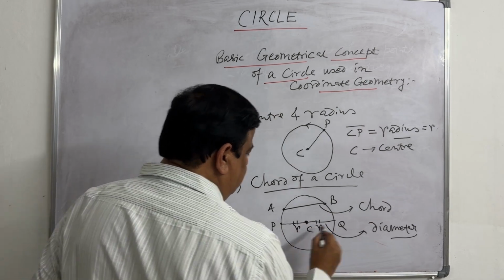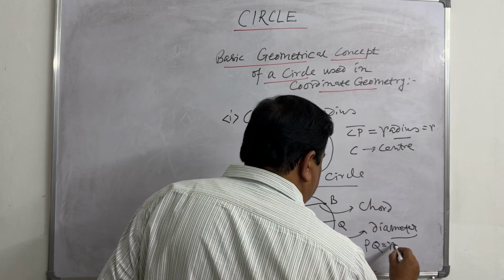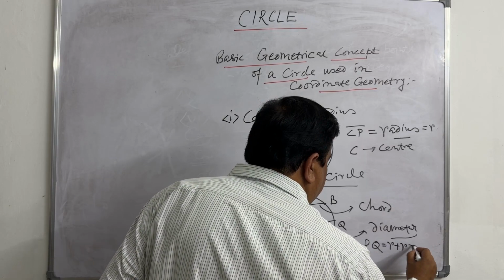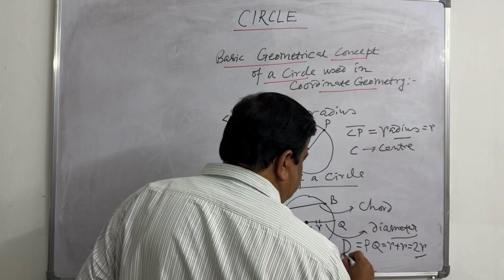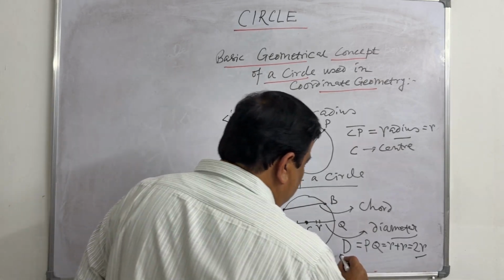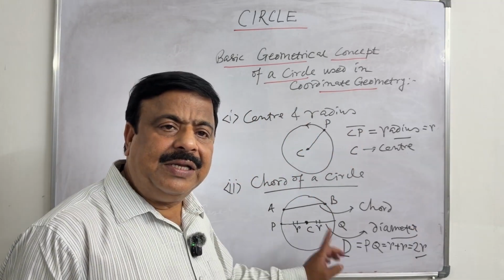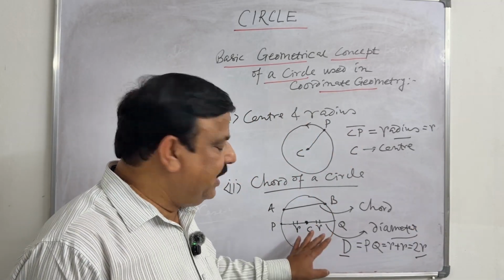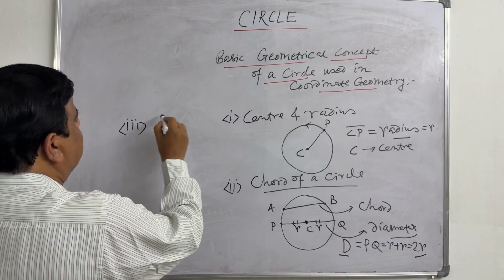So what will be the length of the diameter PQ? That will be R plus R. So that is called twice R. Diameter को अगर D से रिप्रेजेंट किया जाए, diameter is represented as D, then D is equal to twice R. Okay? So diameter is twice the radius of a circle. Clear? Come to the third concept, that is arc.